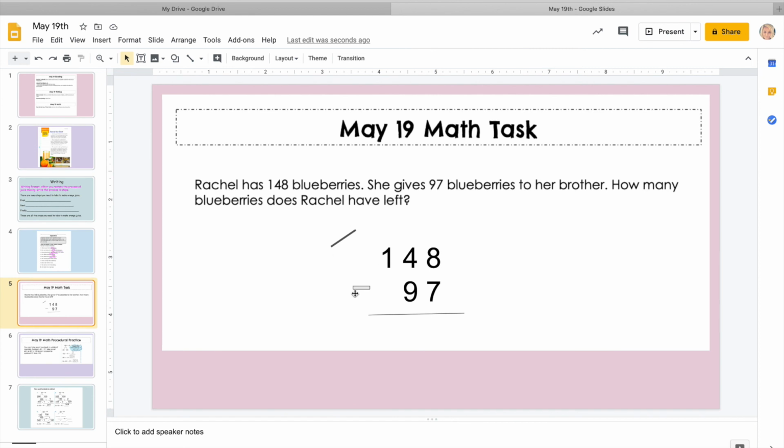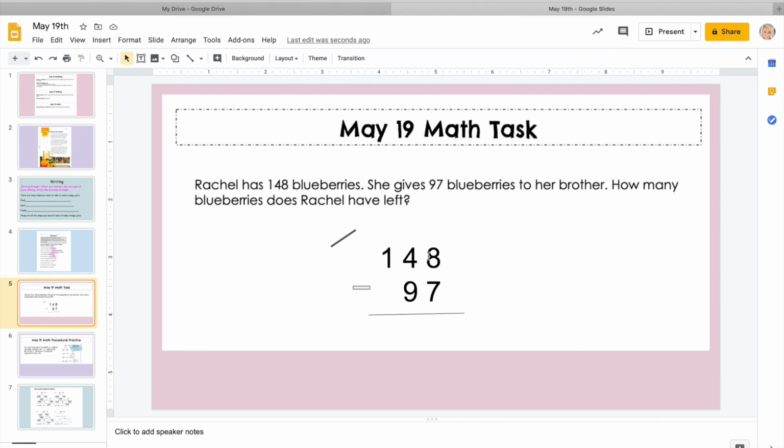So I've kind of set up our problem here. Let's go ahead and read our word problem. Rachel has 148 blueberries. She gives 97 blueberries to her brother. How many blueberries does Rachel have left? And we see "have left" means we are looking for the difference. So you notice our subtraction symbol there.